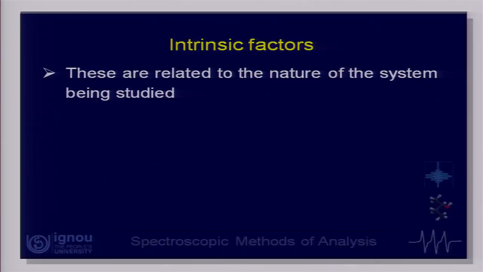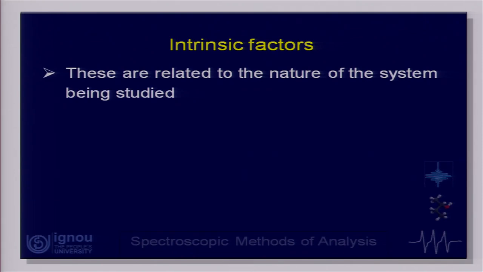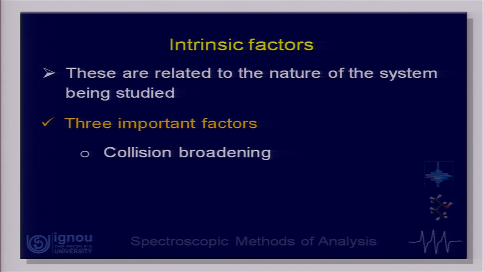The next factor, the intrinsic factor, is very, very crucial. As the name suggests, these relate to the nature of the system being studied: what is the molecule, what is its nature. Here again, there are three important factors, and the first is what is called collisional broadening, because when you talk about width, width is basically the broadness of the signal.